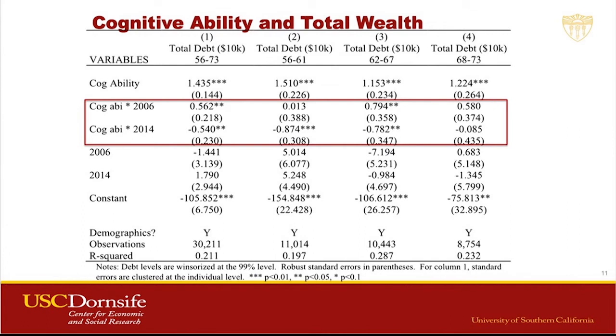Individuals with higher cognitive ability are holding less wealth than they did in 1998. So a 1 unit increase in our cognitive ability index is associated with $5,400 less wealth in 2014 relative to 1998.